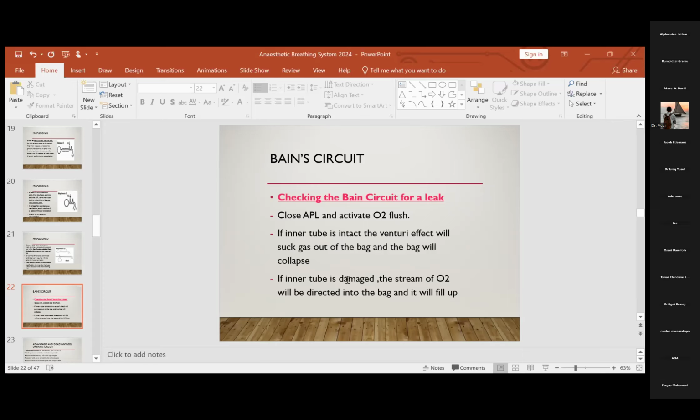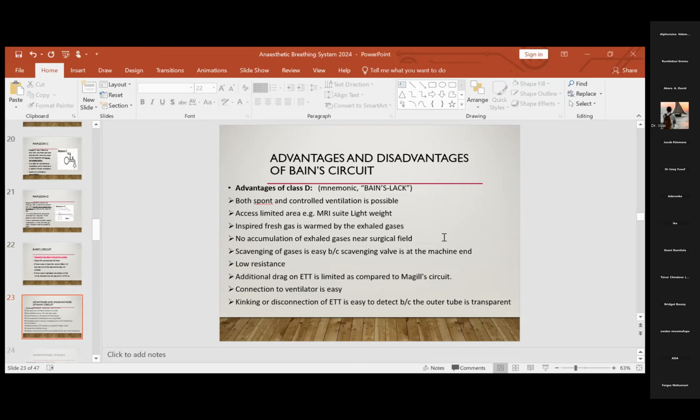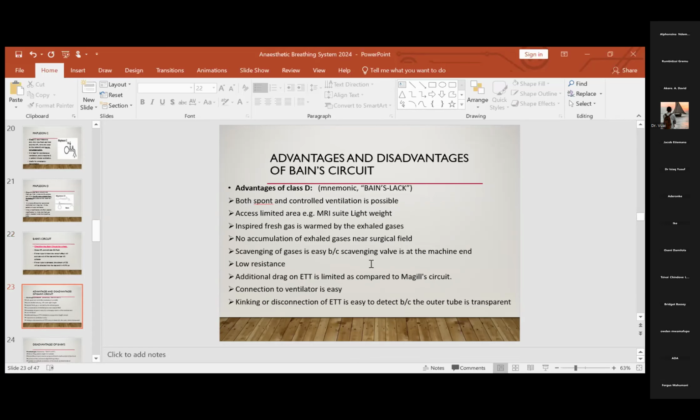That means that there is no leakage, the inner tube is intact. But if the inner tube is damaged, the stream of oxygen will be directed to the bag and it will fill up. That shows there is leakage. So this is a simple way to check for leakage of your Bain circuit. All right, there are a lot of advantages. I won't go over them. But the beauty of it is that your Bain circuit, your class D, allows both spontaneous and controlled ventilation.